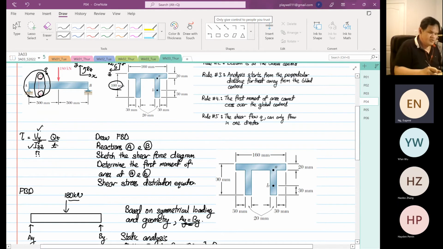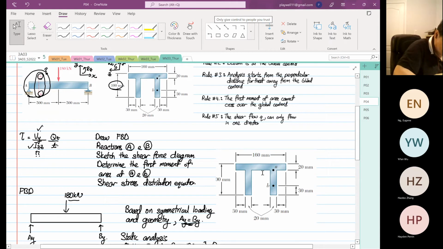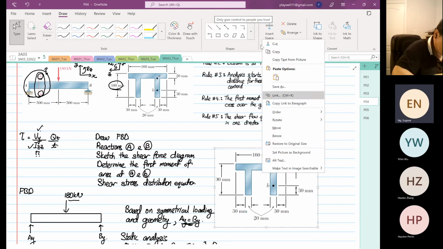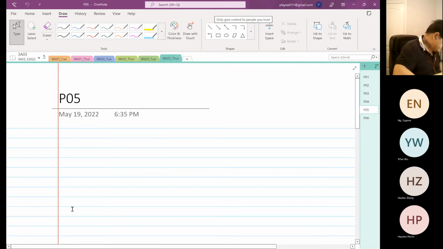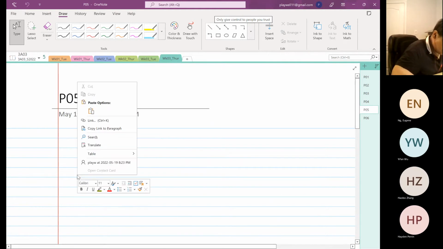Okay, I think we are ready to go. The only thing we have to do is the first moment of area. Okay, so I don't see any question for anyone yet. So we come over here.